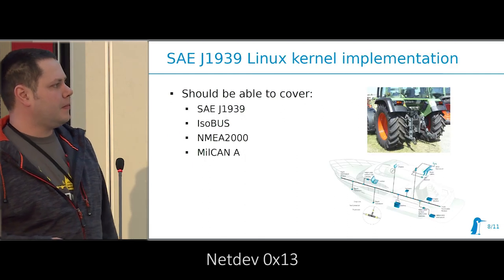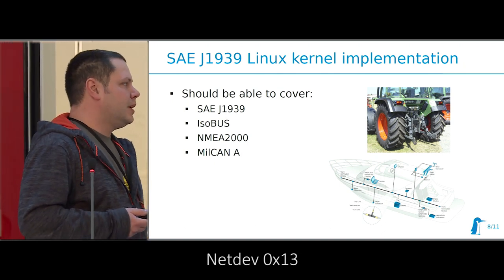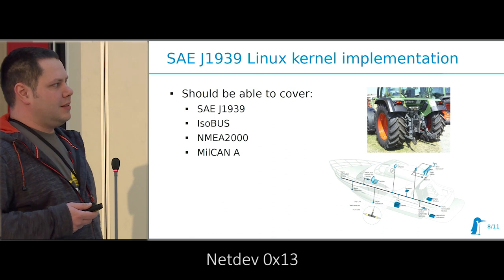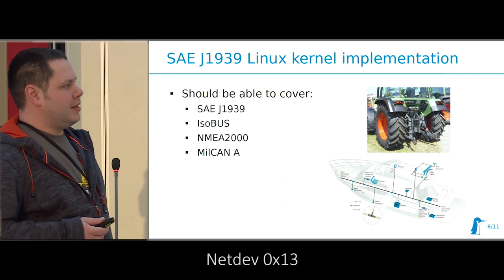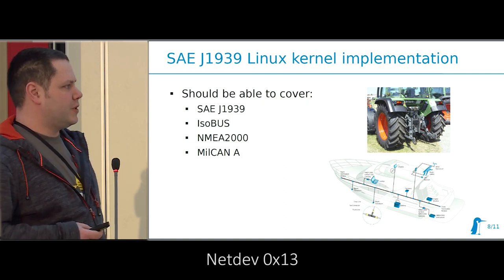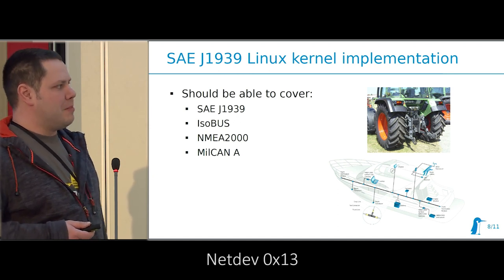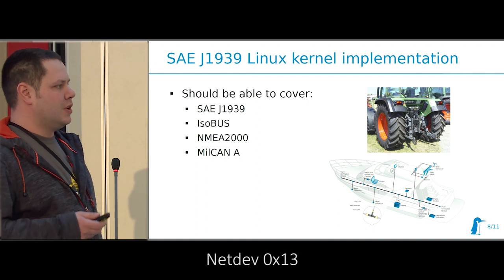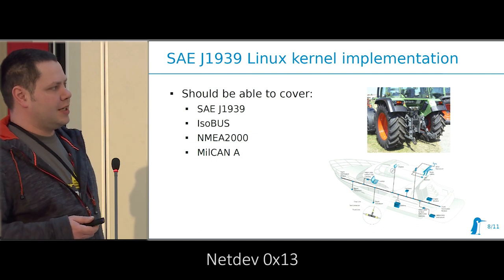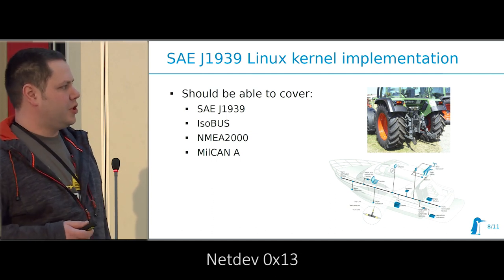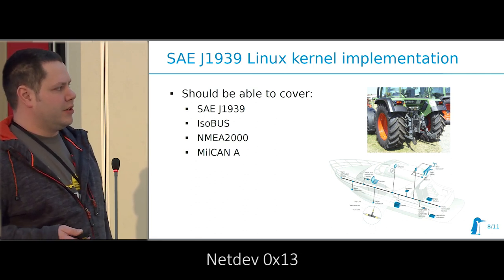So the J1939 stack is like a root implementation or root definition, and there are some standards which are based on this stack. For example, NMEA 2000 is for ships and so on. ISOBUS is for tractors and heavy vehicles. And MILCAN is for military stuff.